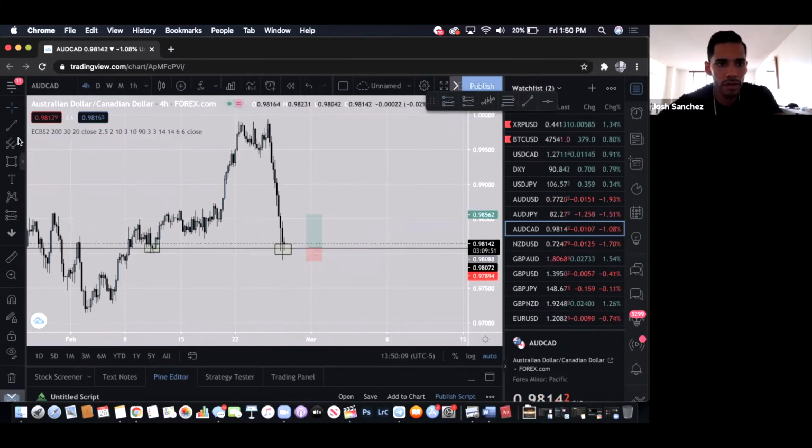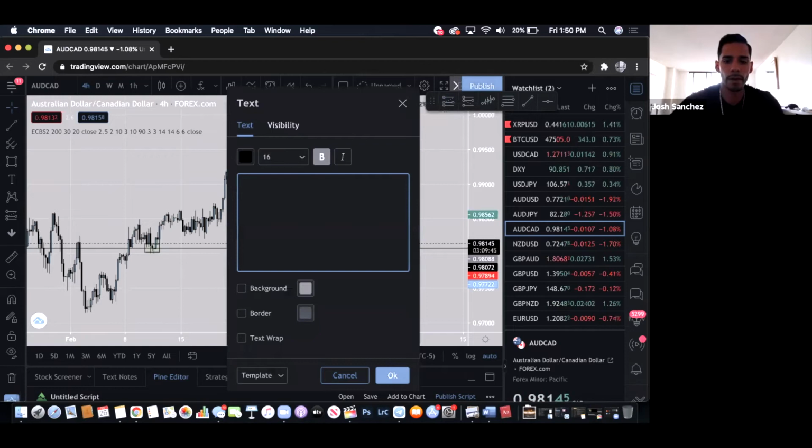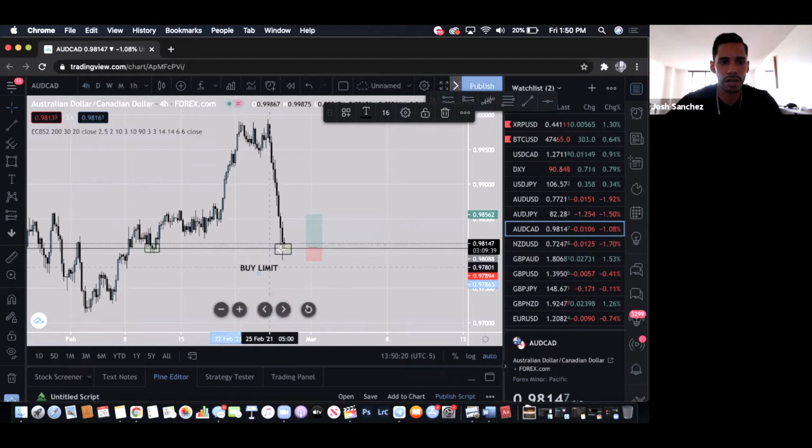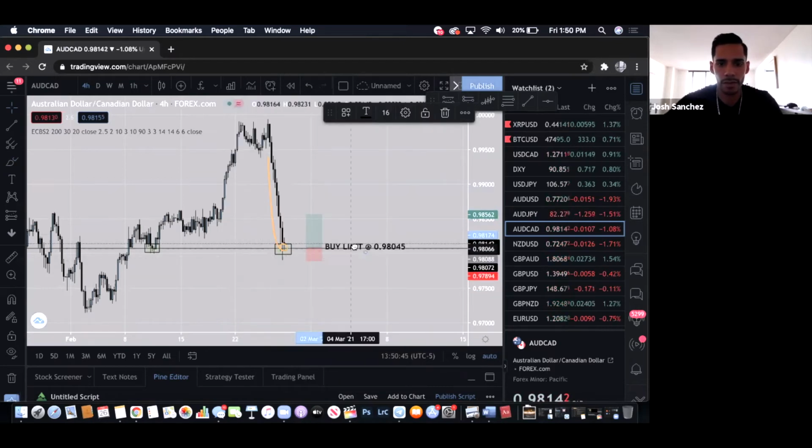Now, the kind of pending order I would have placed here, like I said, would have been a buy limit, which essentially means that you want the market to come down to a certain level and then put you in on the level that you set your buy limit at. So let's say, for example, I set my buy limit at 980.45. There you go. That's my buy limit.